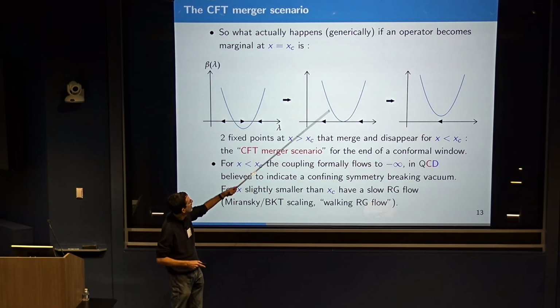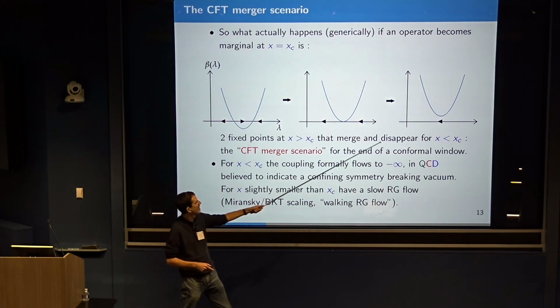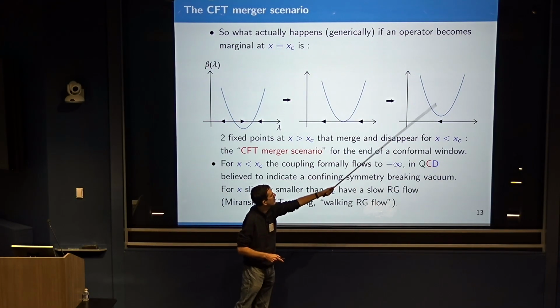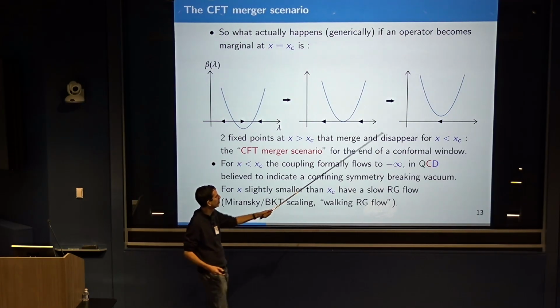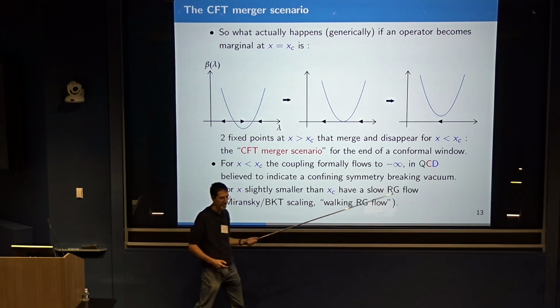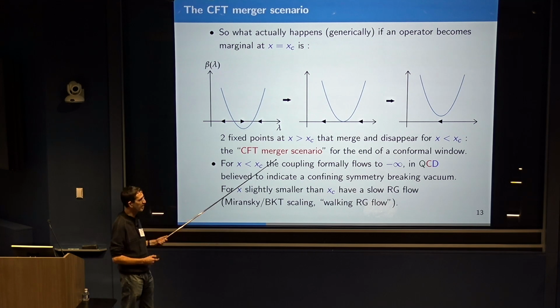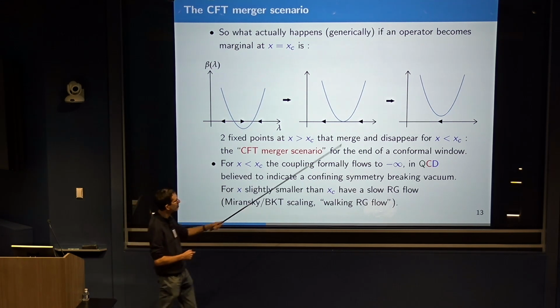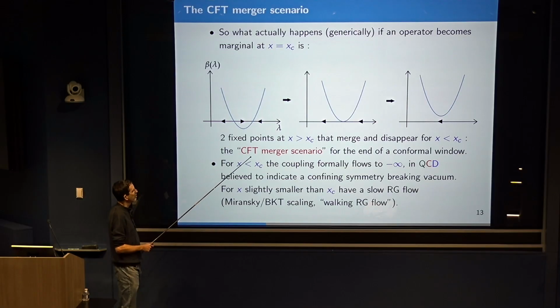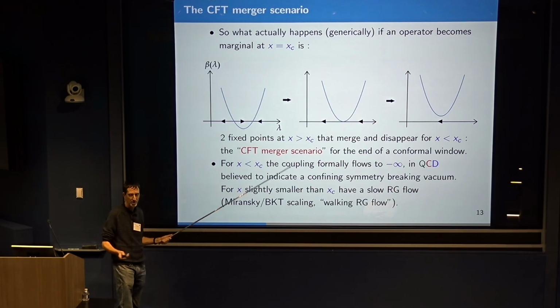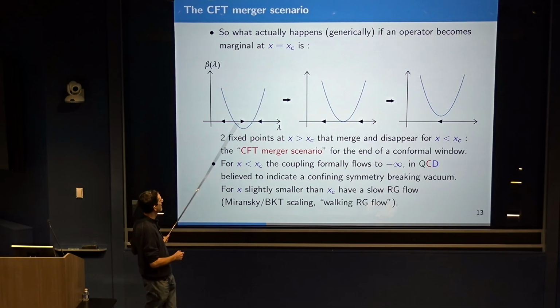And then what happens if we continuously vary our parameters, in particular this parameter x, is that at the critical value, we would have this form of the beta function. And then as we continue modifying it, we move over to this shape of the beta function, where these two fixed points merge and annihilate. And we no longer have any fixed points of the beta function. So instead of having some unstable fixed point, as one would naively expect, we actually see that there are no fixed points at all. And this is what's known as the conformal field theory merger scenario for how conformal windows can end by an annihilation of two fixed points.